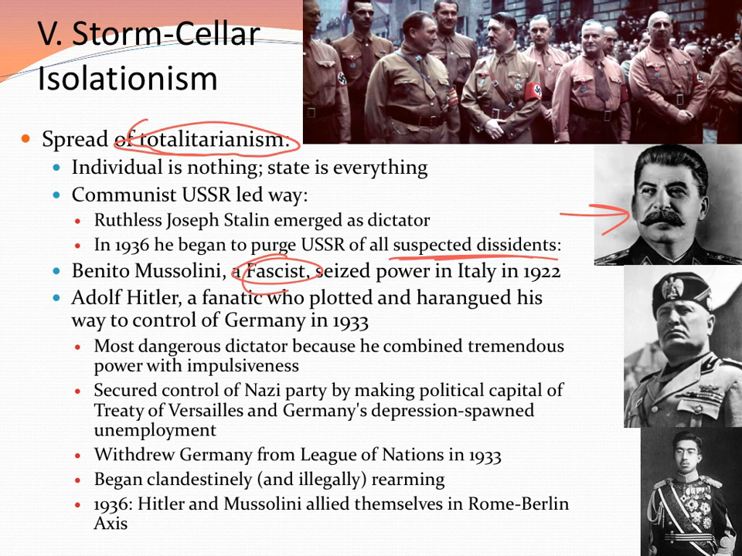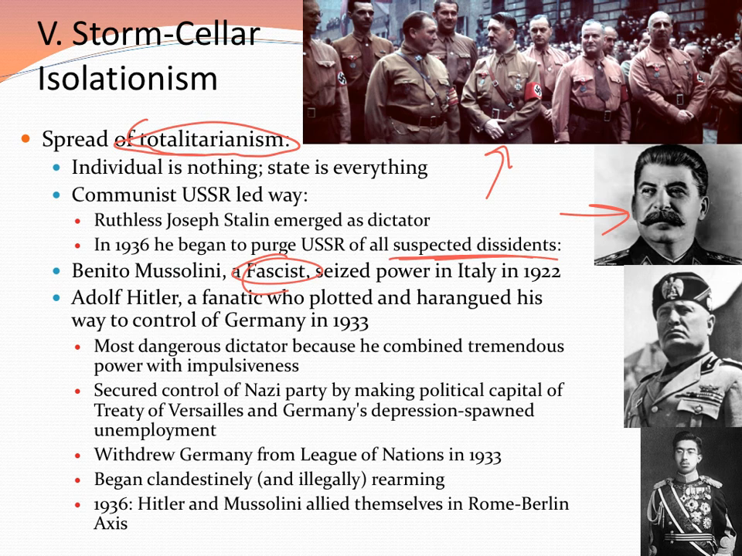Now, also, we're going to have the rise of Adolf Hitler. We'll talk about this more in class, but the fast version, right? Hitler will become a political leader following the First World War. He will try to overthrow the government. He'll fail. He'll go to jail. While he's in jail, he's going to write his famous book, Mein Kampf, and eventually he'll grow in popularity and come out. Now, as it says right here, he's the most dangerous because he combined tremendous power with impulsiveness, right? Hitler was pretty charismatic, and people were drawn to him.